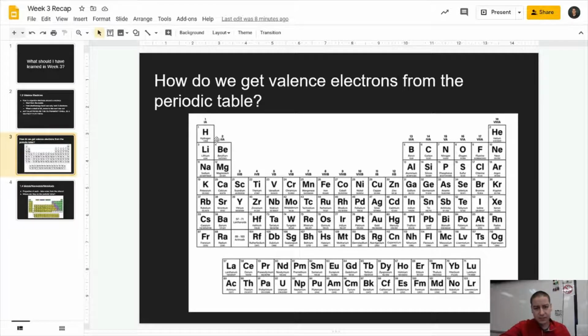If you notice these numbers on top, you've got 18 of these columns, and those columns are called groups. So look at the first group. The first group is column or group 1. You'll remember that all these elements in group 1 have one valence electron. That's easy to remember. The group number tells you. What about group 2? Group 2, go figure, has 2 valence electrons.